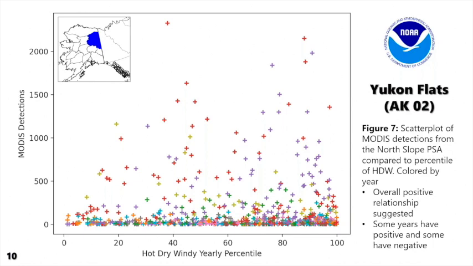Furthermore, the different years are indicated by different colored series. You can see in the red series and the purple series, there's a positive trend, but in the yellow series, there's a negative trend. And that would be something that would be interesting to look at in the future, to look at why certain years correlated with hot, dry, windy a different way. But as you can see, it really highlights the importance of that context, where just because there was a high hot, dry, windy doesn't mean you're going to get high detections out of it.